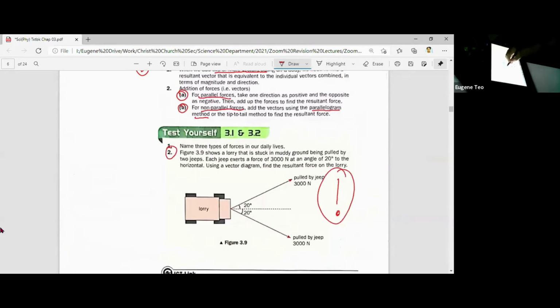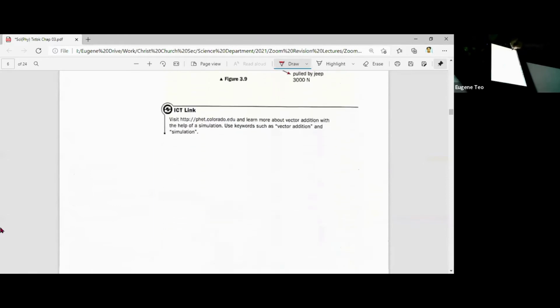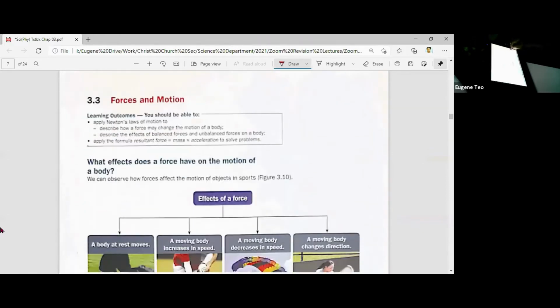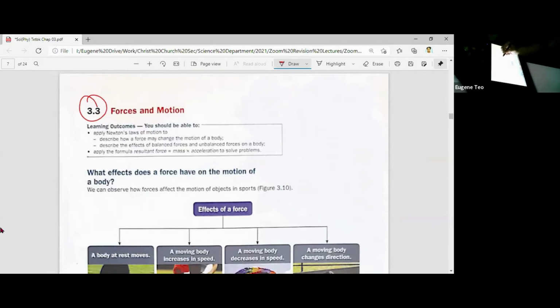So you can try using question 2 to go and draw the vector diagram itself. Okay, so I won't go through that anymore. Now let's go on to 3.3, forces and motion.